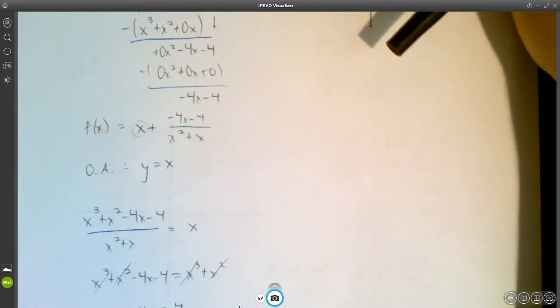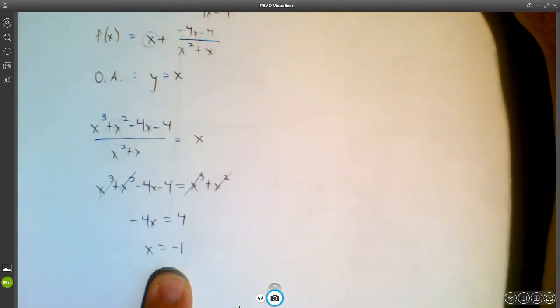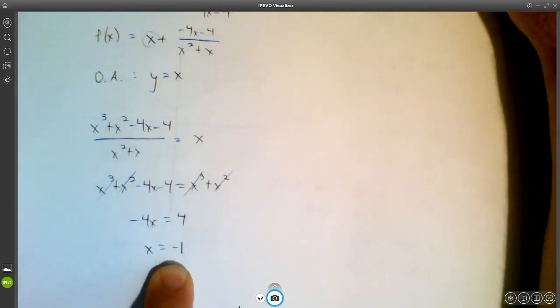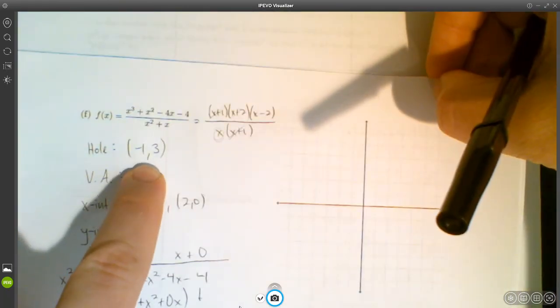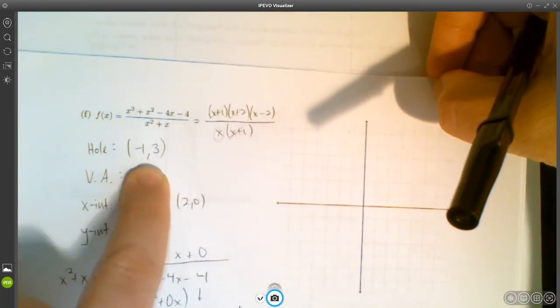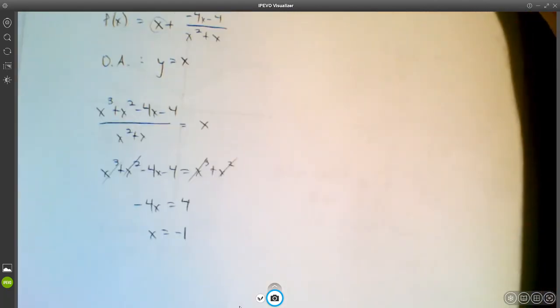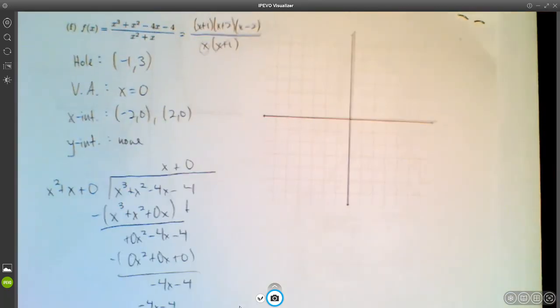So we're being told that the graph will cross its oblique asymptote at negative 1, but we're also being told that that's actually a hole in the function. So I'm not exactly sure what to make of that yet. I think it'll all make more sense when I start to graph stuff.